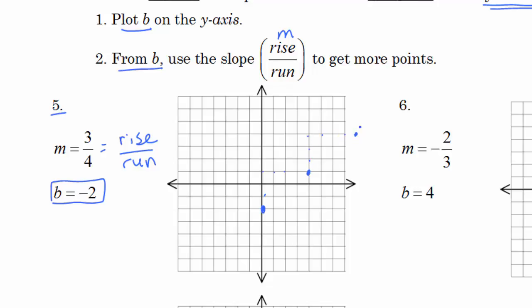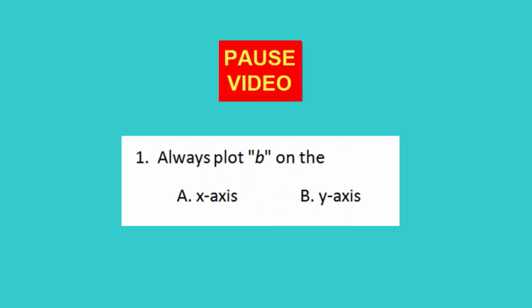Yeah, I know we ran out of paper, but that's okay. I also want you to know that a positive over a positive is the same as a negative over a negative, right? So I could from this point go down 1, 2, 3 and go left 1, 2, 3, 4. Look at those points. They are collinear. So that's how we're going to use the slope to get more points, to make our graph just a little bit more accurate.